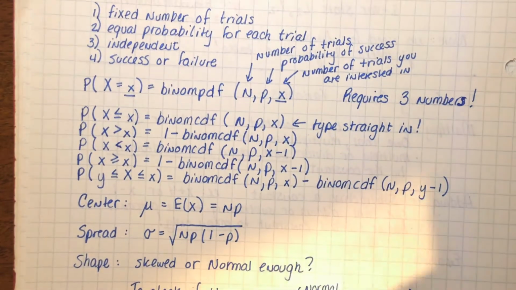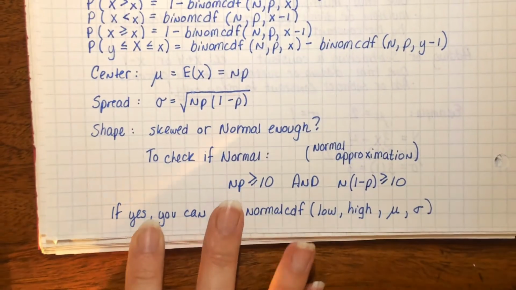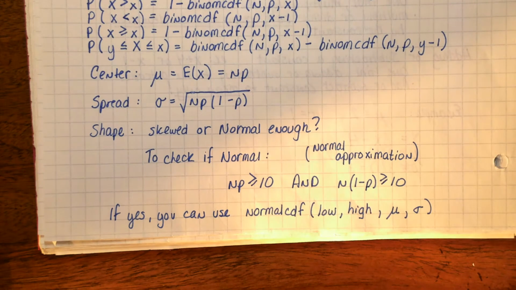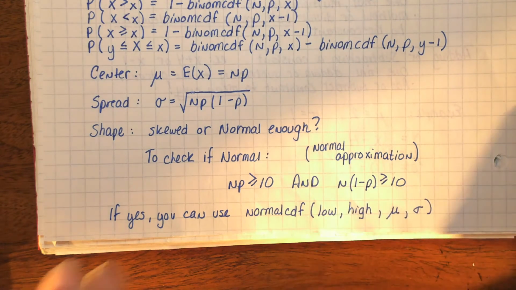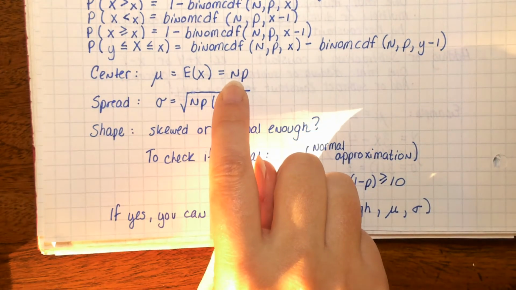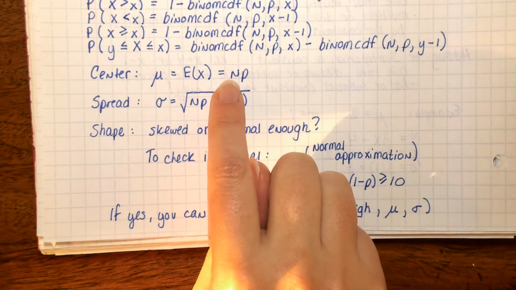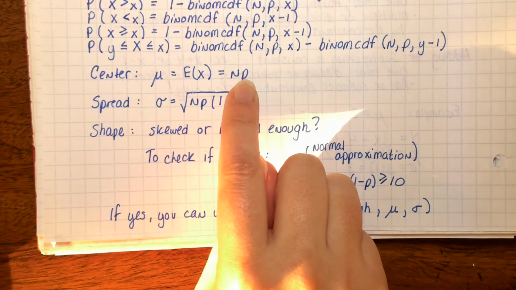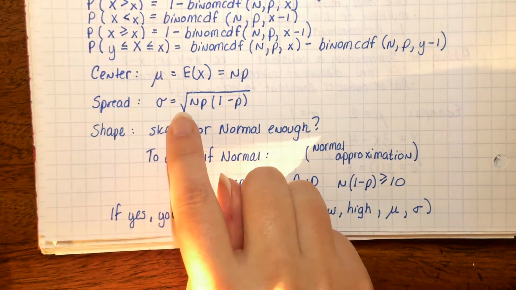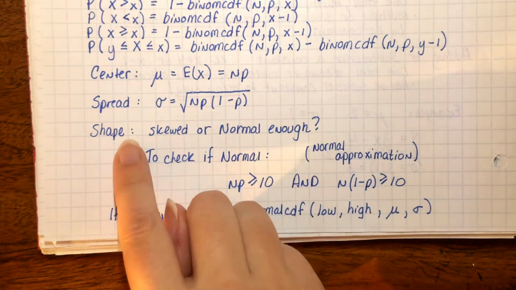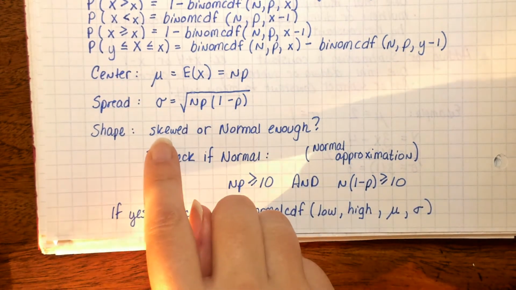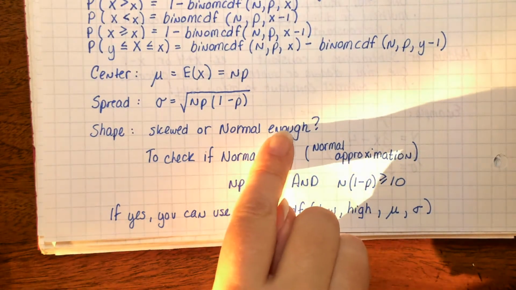And then in the next part of binomial, we talked about describing the distribution, so center, spread, and shape. The center of a binomial is n times p, so number of trials times probability of success. Standard deviation is the square root of n times p times 1 minus p. And the shape, you're checking to see if it's skewed or normal enough.